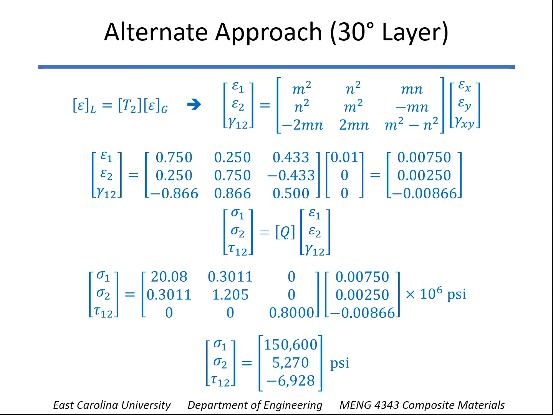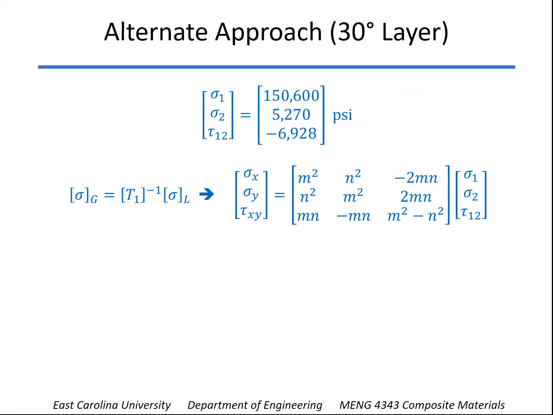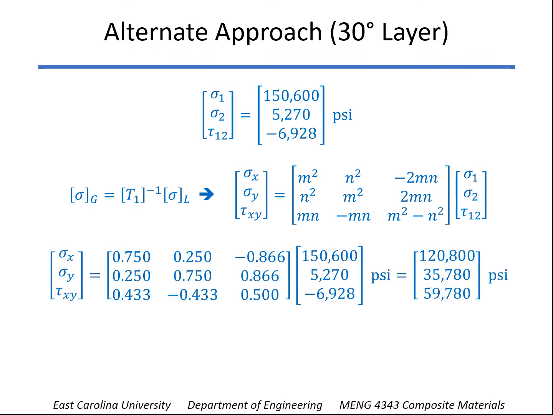And so we come up with these values for sigma 1, sigma 2, and tau 1,2, which are the same as we did earlier. Now, to find the stresses in the global coordinate system, we multiply by the T1 inverse matrix. And we'll see again that the stresses that we come up with are the same as when we took the Q bar matrix and multiplied it by the global strains.